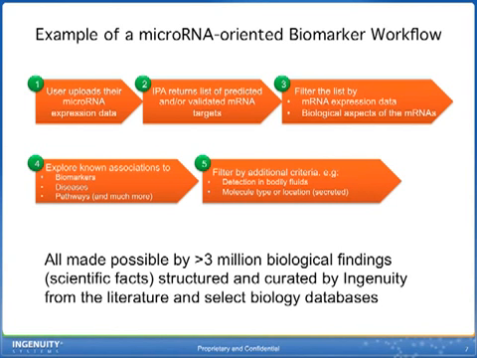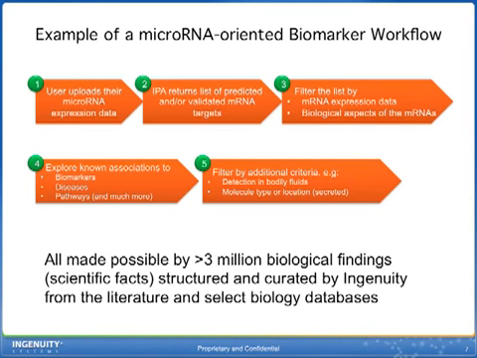At this point, as shown in steps 4 and 5, you can take the remaining microRNAs and or their targets and move them into other tools in IPA for further analysis. For example, you could run an analysis to determine significant associations with pathways or biological processes, create custom pathways, or further explore whether the molecules have been previously identified as known biomarkers in other contexts. This is all enabled by greater than 3 million biological findings, or scientific facts, structured and curated by us from the literature and from select biological databases.